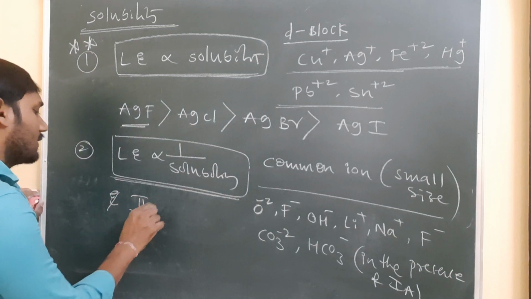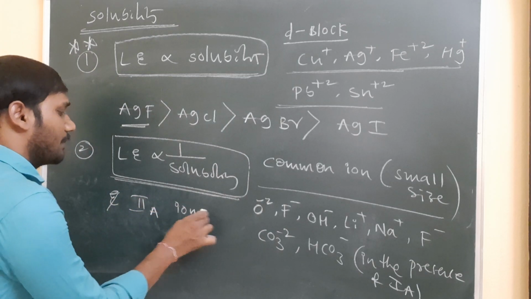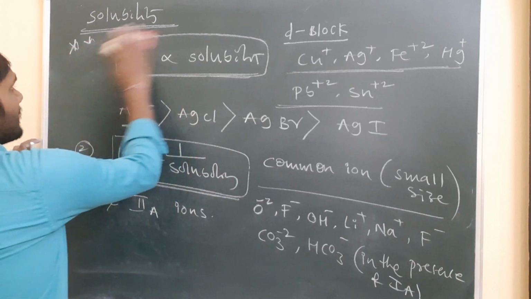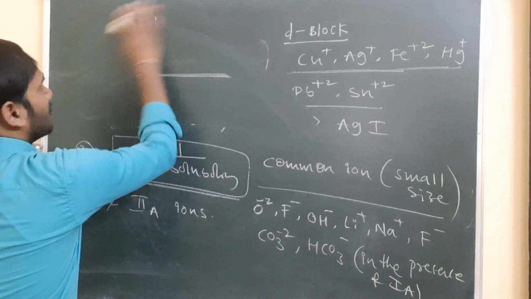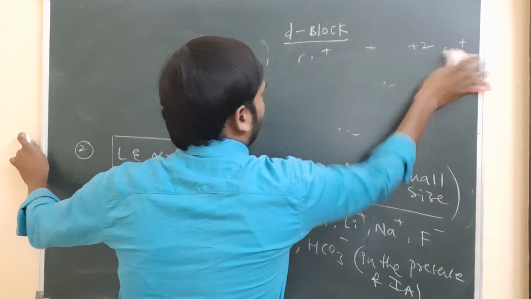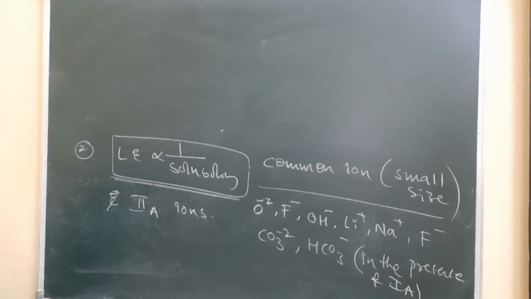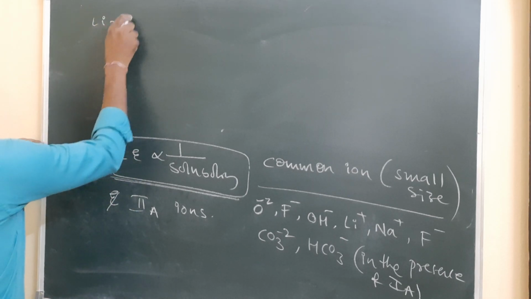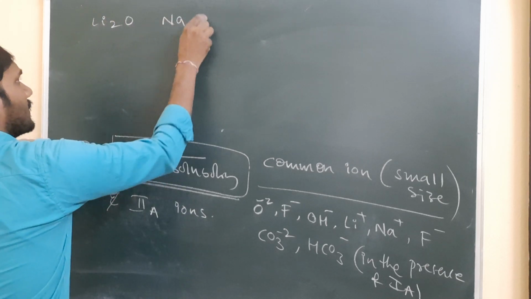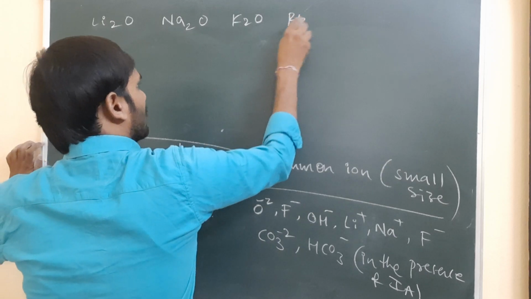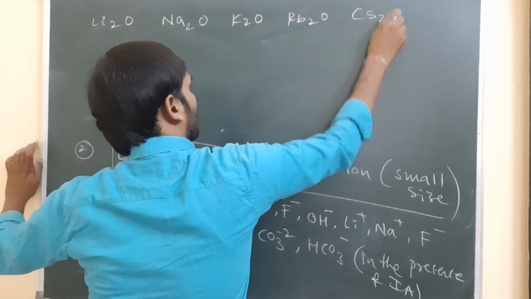All the second A group of ions behave as small ions. So let us see, in the presence of these ions, how lattice energy and solubility behave. For example, I am taking lithium oxide, next sodium oxide, next potassium oxide, rubidium oxide, and cesium oxide.